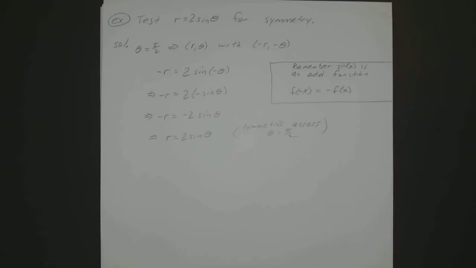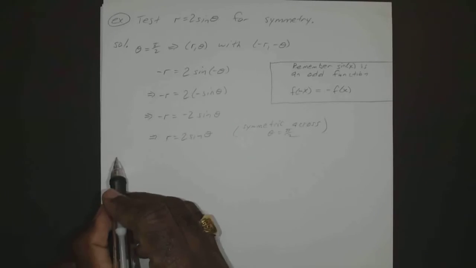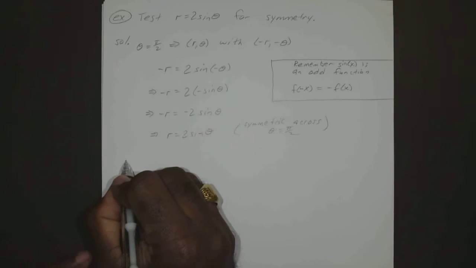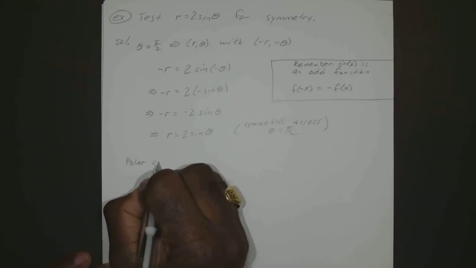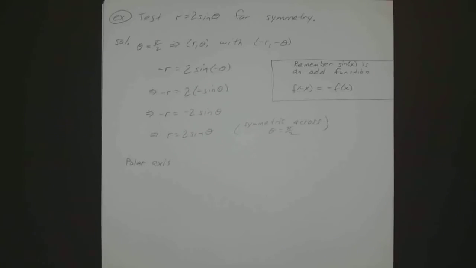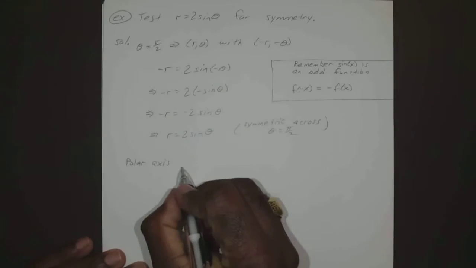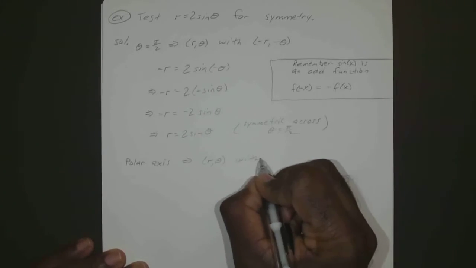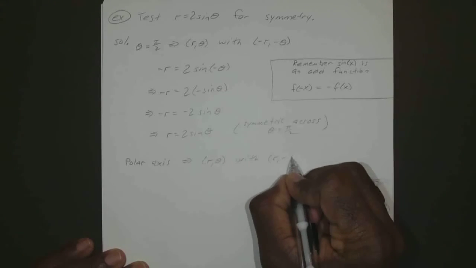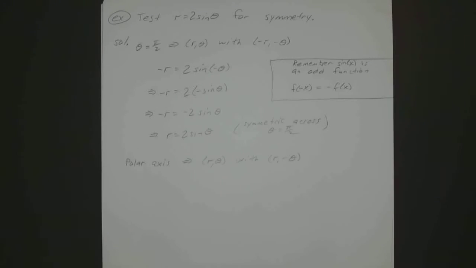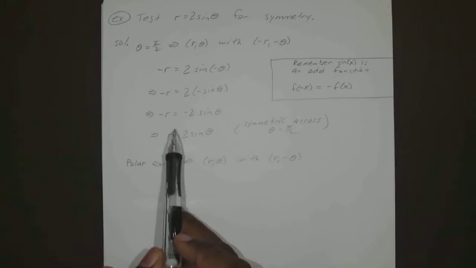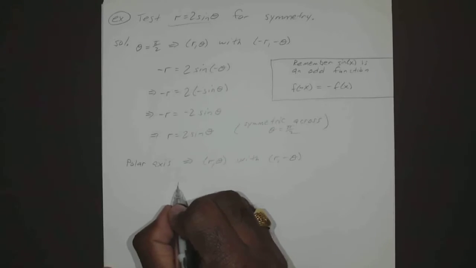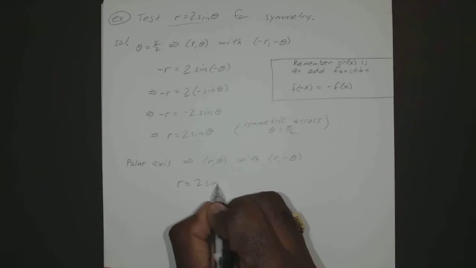Okay, so we might as well go ahead and check the other since we're at it. So let's say symmetric across the polar axis. Okay, so that means we have to replace our theta with our negative theta. Okay, so our r stays r. So r equals 2 sine of negative theta.